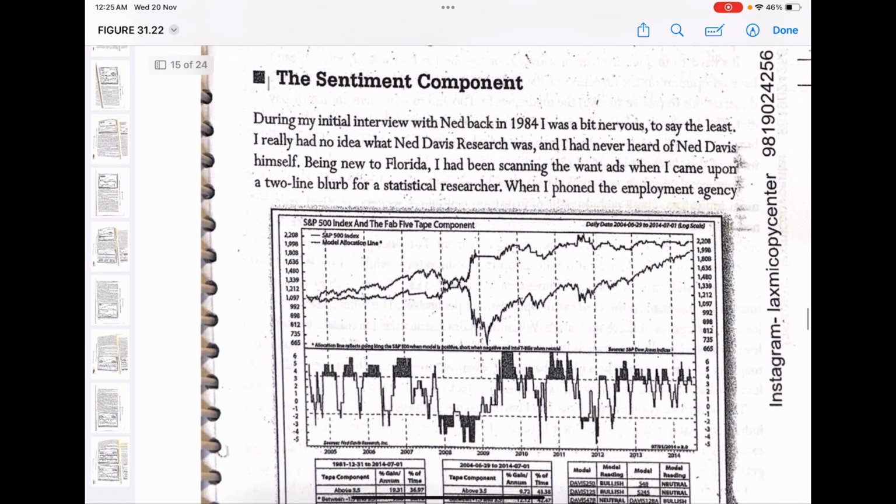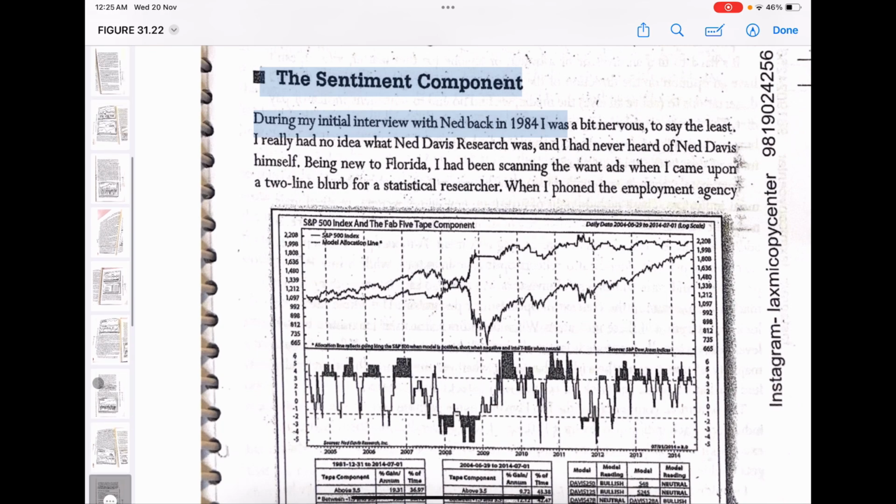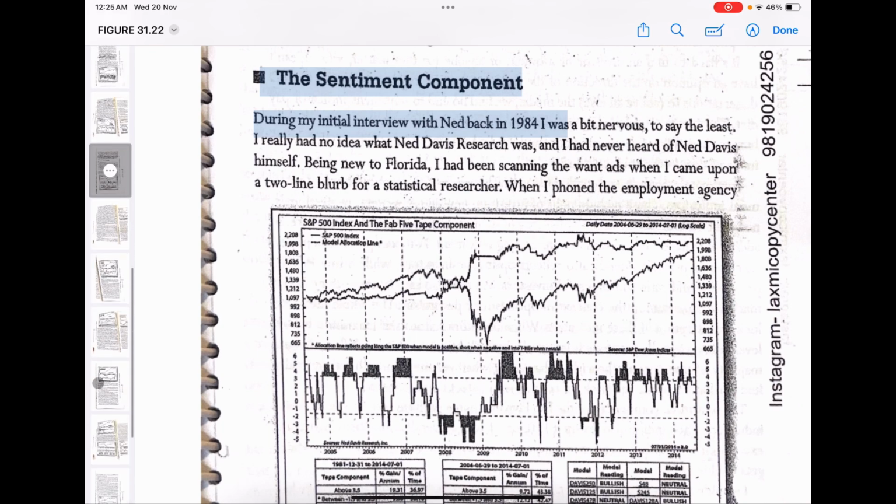All right, the sentiment component. Now let's again go into the detail of what the sentiment component is. We just discussed this briefly, but let's see how we actually use it.